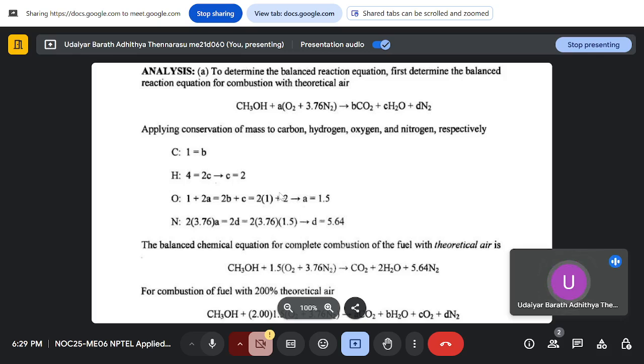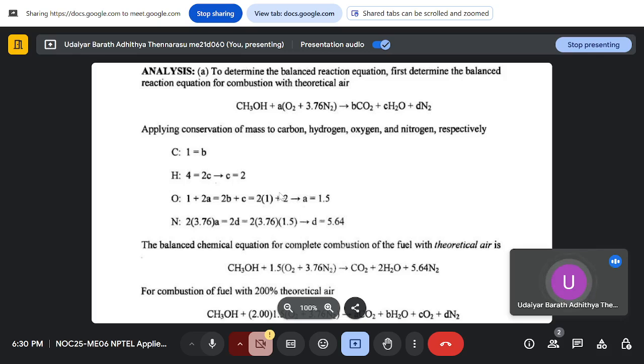Carbon atom first. We have 1 carbon atom in the fuel, so 1 equals B times 1 for 1 atom in CO2. So we get B straight away as 1. Next is the hydrogen balance. In the fuel we have 4 hydrogen atoms, so 4 equals 2 times C, since there are 2 hydrogen atoms in water. So C comes out to be 2.